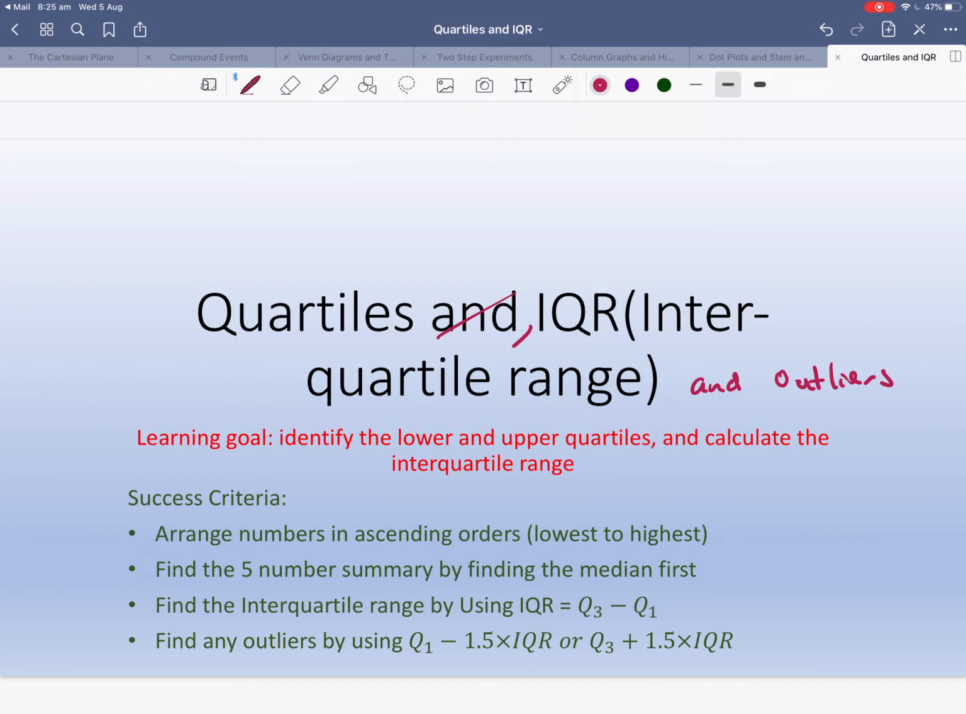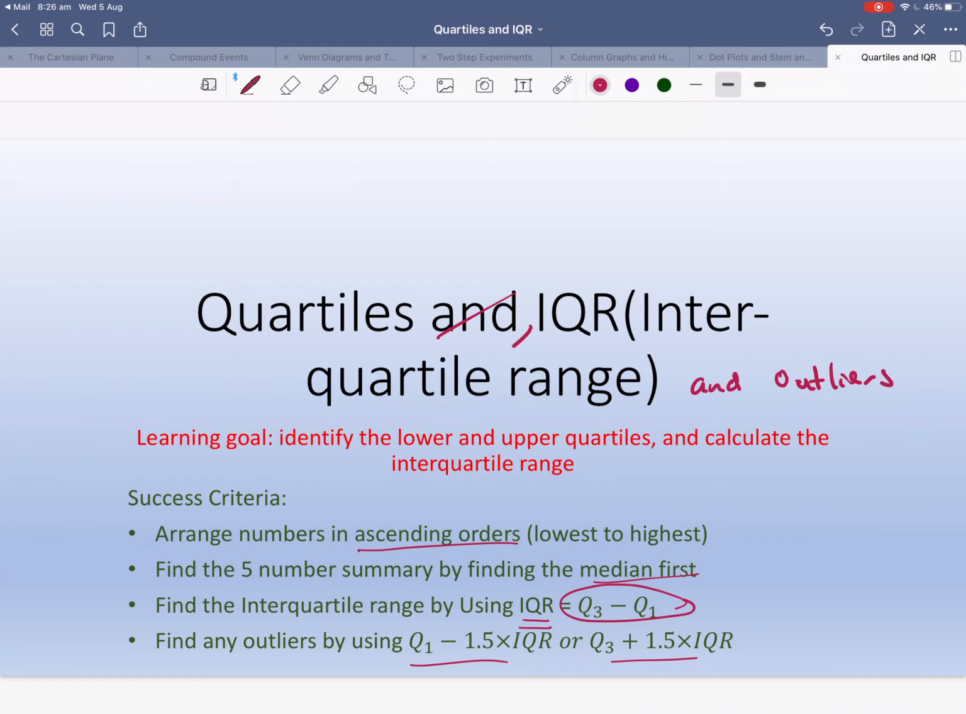Okay, so we want to arrange numbers in ascending order from lowest to highest. Find the 5-number summary by finding the median first. In the examples that we're going to look at today, we don't need to find all 5 numbers, but I'll talk about them anyway. And then find the interquartile range by using Q3 minus Q1, and we're going to talk about that really soon. And find any outliers using this system, which we'll talk about really soon too. All right, let's get into it.